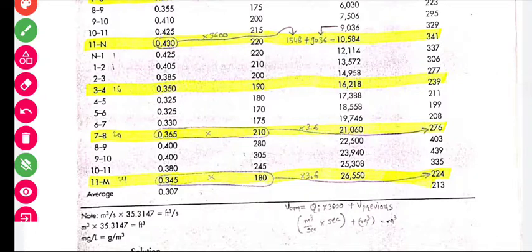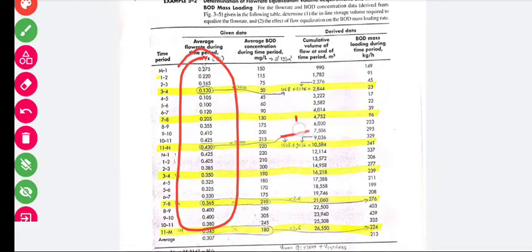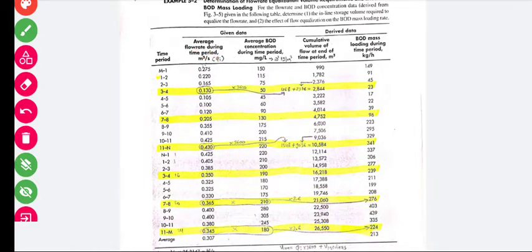Now one more thing you have to calculate is the average. This data is given, but the average will not be given. So average is just all data divided by the number of data. Here the number of data is 24, so take the summation of all this divided by 24. Okay, you will get the average. Now you got the cumulative volume.